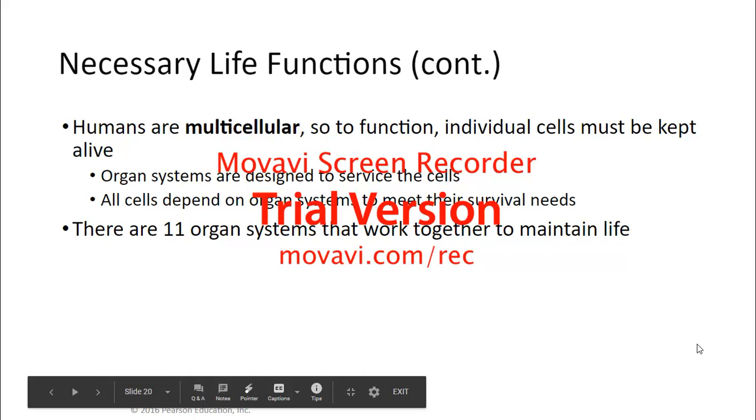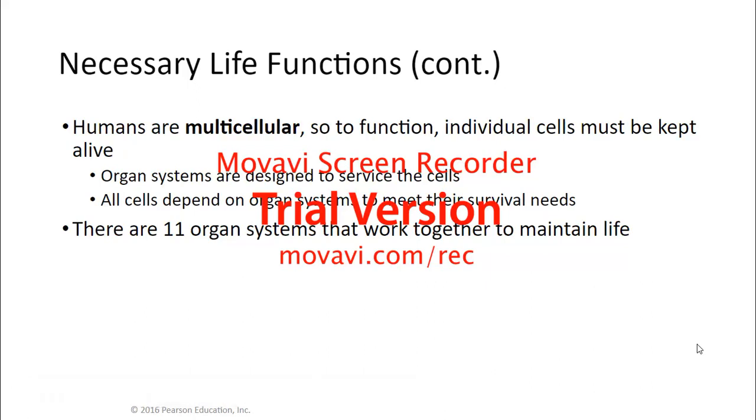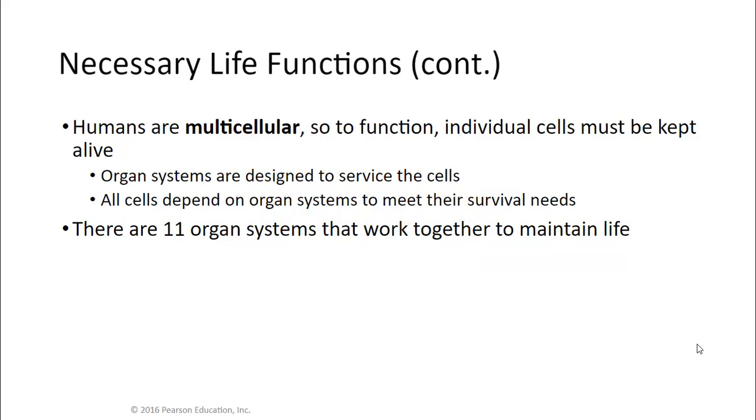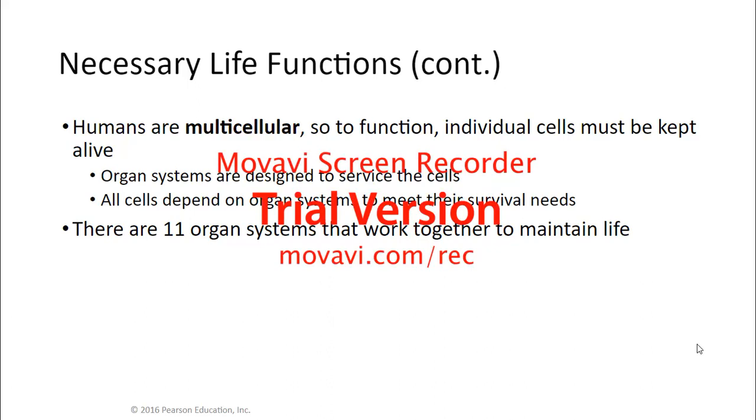So humans are multicellular. Remember, cells come together to form tissues. Tissues come together to form organs. Organs come together to form organ systems, and all the organ systems work together to form an organism. And all of the organ systems have to work together in order to maintain life.